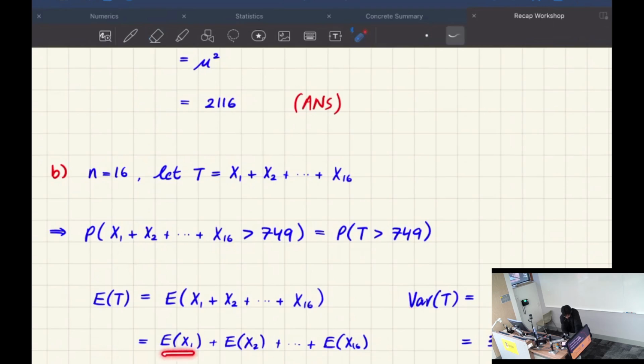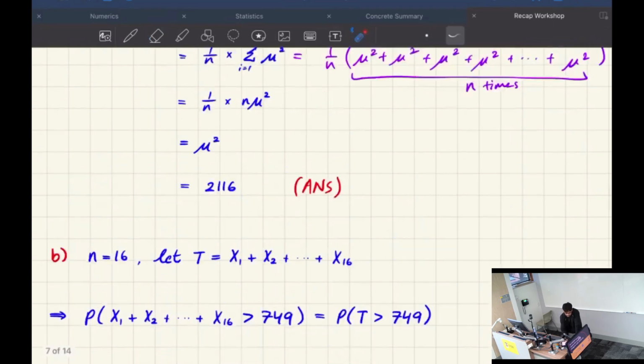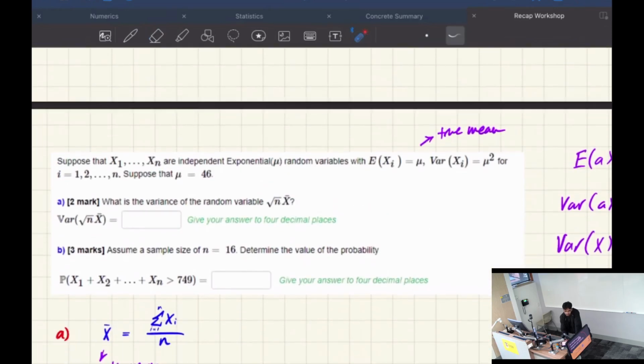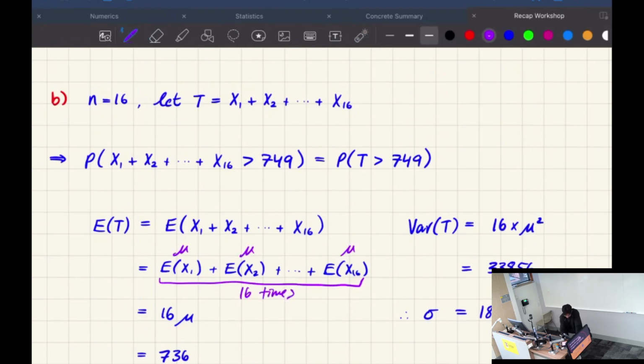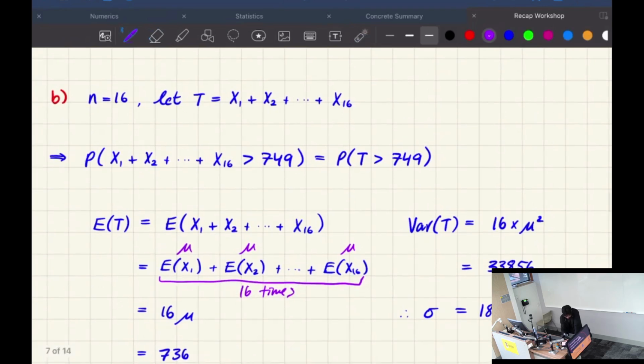And do we know what the expected value of x is? It's the mean, which is what? Mu, which is 46. Good. So we can just say this is just 16 times mu, because there's 16 of them over here, and each of these is just mu. Okay, so we get this as our expected value of t. And I'll show you why I'm finding the expected value and the variance of t in a bit, okay?